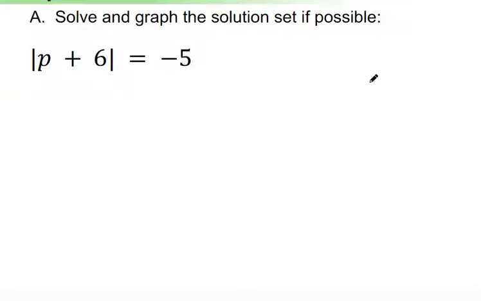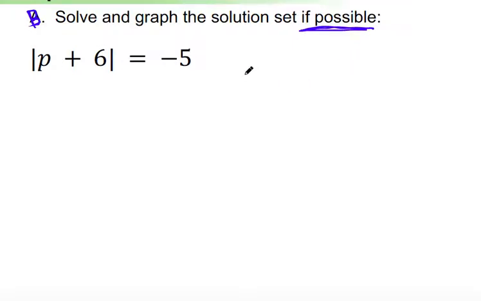All right, let's look at this next example. And this, I believe, should actually be example B. So I'm going to change that right here. We're going to solve and graph the solution set here if possible. Now, this phrase here, if possible, is very important.